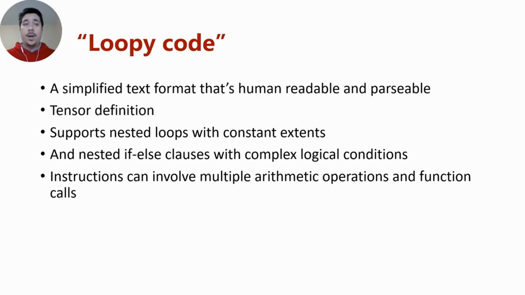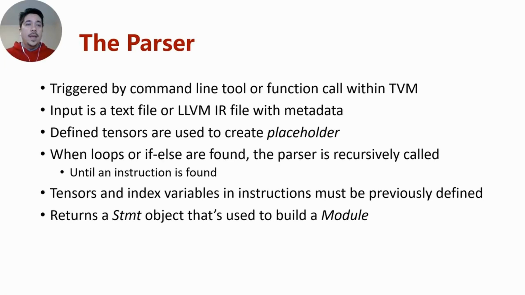Then after this, we have the parser. As we said before, the parser can be triggered by executing the tool on the command line or by calling the function and sending the kernel text as an argument. The parser will read the tensor definitions to create the corresponding placeholder object. Then it will read the kernel code line by line to recognize three main types of lines: loops, if-else clauses, and instructions.